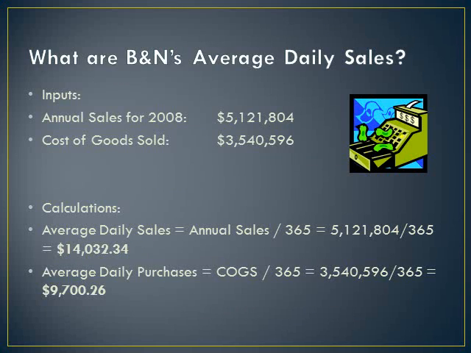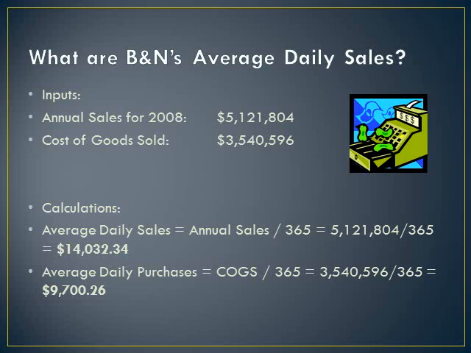Next, let's discuss the average daily sales for Barnes & Noble. The figures on this slide and the following slides are all in thousands. Inputs for annual sales are 5,121,804, and the cost of goods sold are 3,540,596. In order to calculate average daily sales, we take the annual sales and divide it by 365. When we do this, we get $14,032.34.